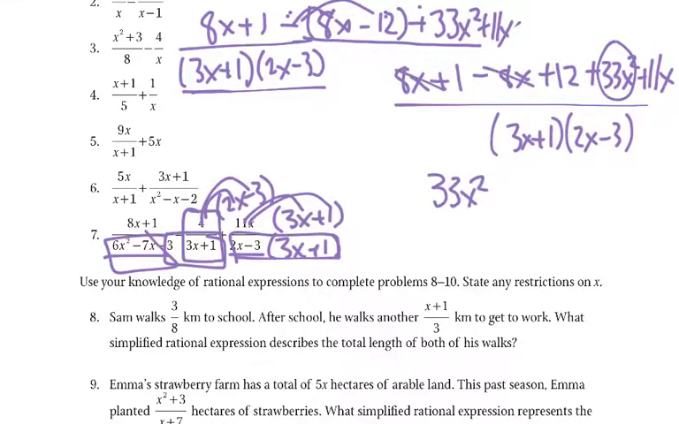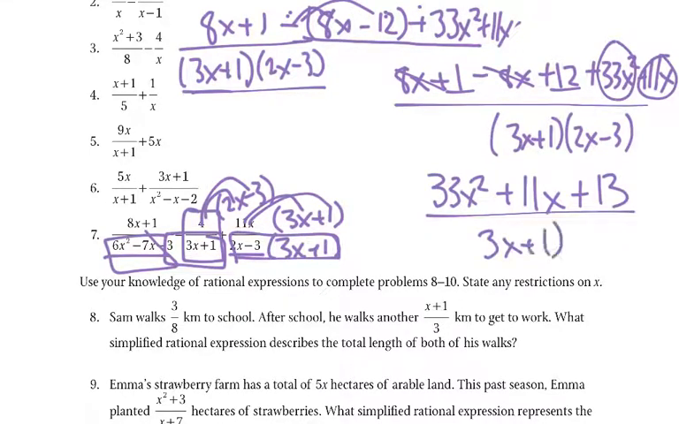Okay, negative, positive cancel. 11x plus 1 and a 12 give me 13 over 3x plus 1 times 2x minus 3. And we are done. Now I could try to see if this factors. The easiest way is to graph it and to see what we end up having with our x-intercepts, to see if we could simplify that further. But I'm not worried about that for right now. Okay?